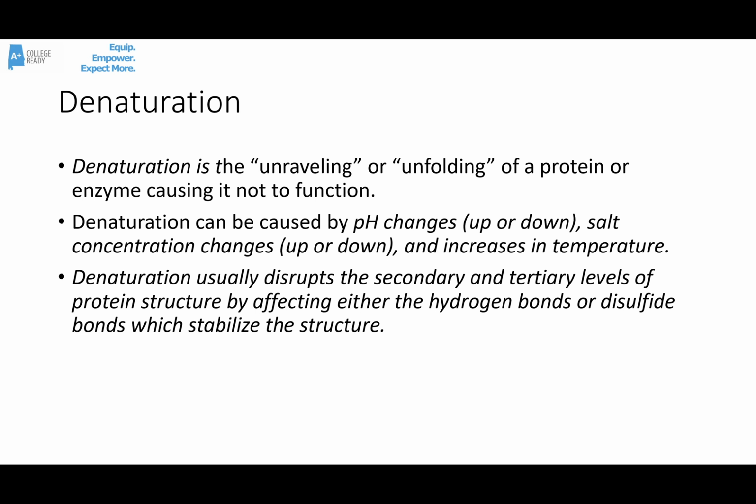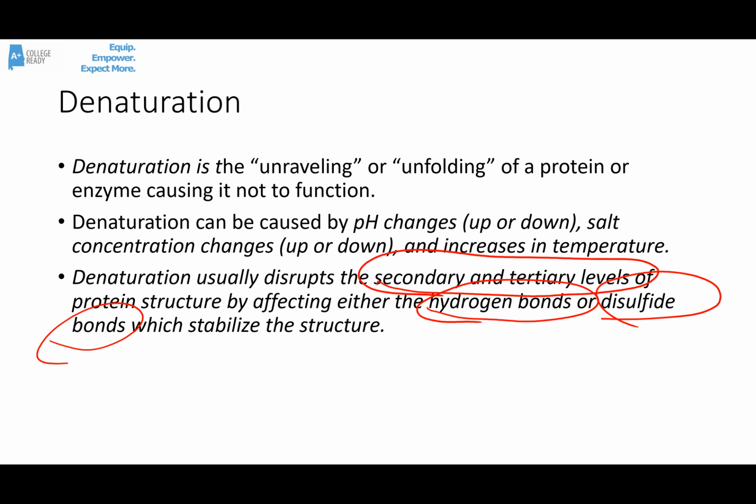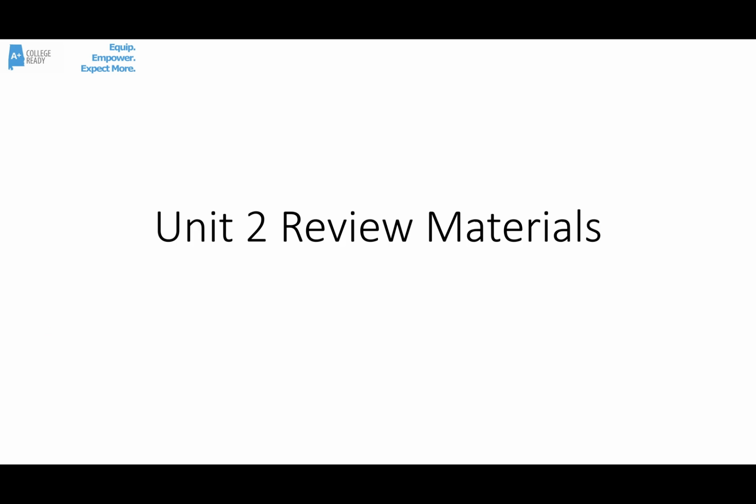So denaturation usually disrupts either the secondary or tertiary levels of structure because it affects either the hydrogen bonds or the disulfide bonds, which help to stabilize those structures. That's it for Unit 1.